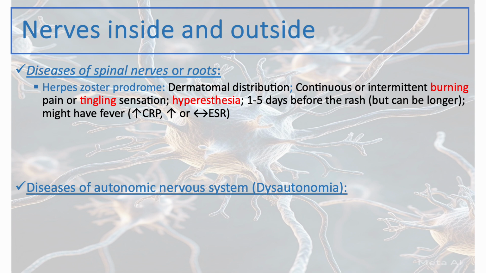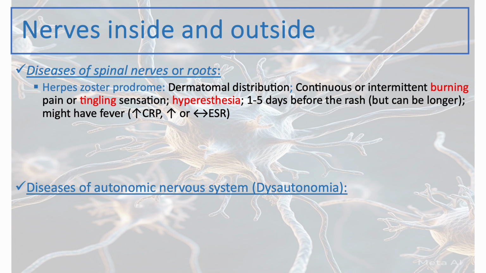So the clue here is that the pain is usually continuous or intermittent, and it's described as burning pain or tingling sensation. That could be a really useful clue when the patient is describing the pain to you, and that's why it's important to ask about the character. Hyperesthesia also is relatively common and is also a very useful clue. A lot of times, if the patient is covered by sheets, when you try to remove the sheets to examine the patient, if the sheet touches the skin, that might cause some discomfort and pain to the patient, and might elicit the pain, and that could be a useful clue.